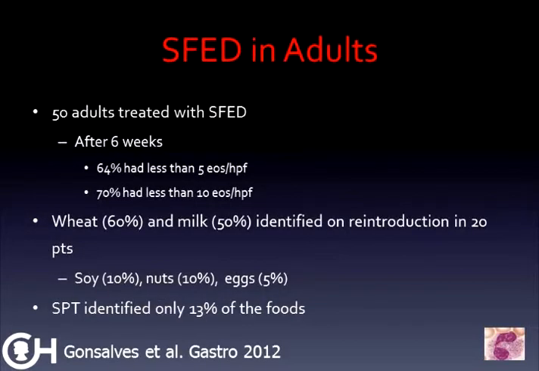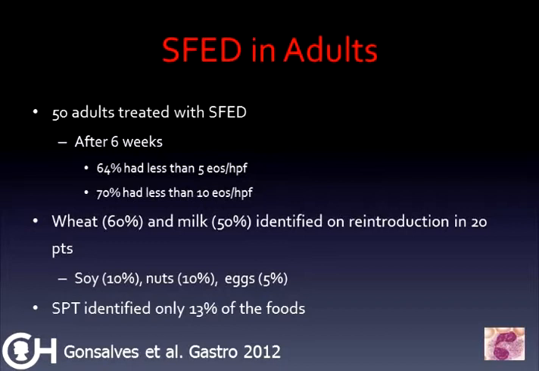In adults, when they looked at it in adults, again, a recent publication, it depends what your cutoff number is, either 64% or 70% responded to the 6 food elimination diet, again showing in adults that it's foods that can cause it.